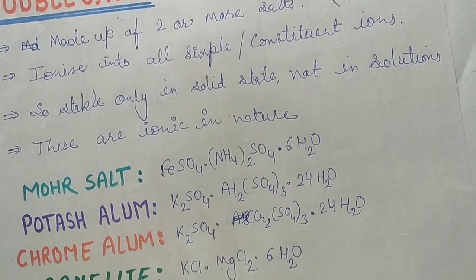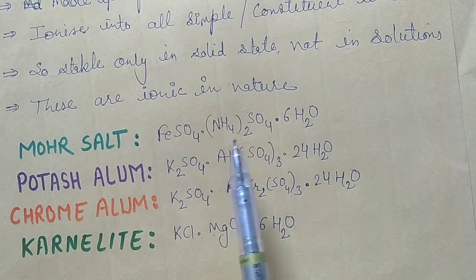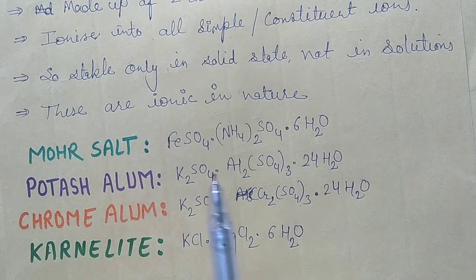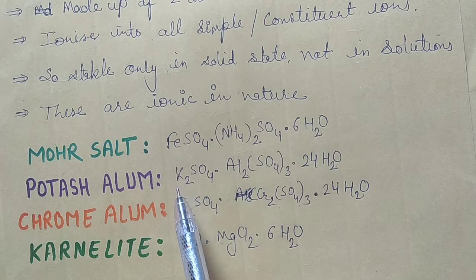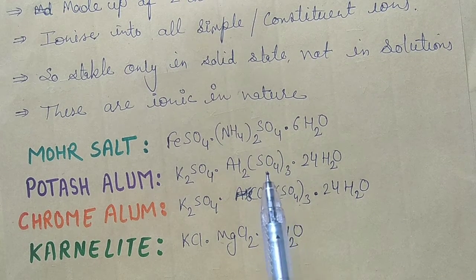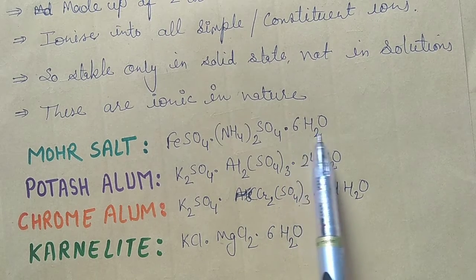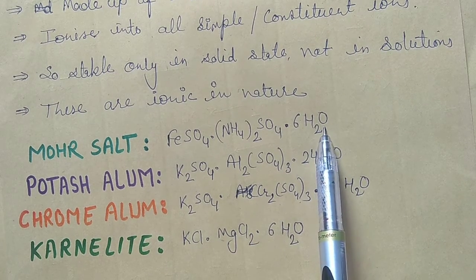First of all, Mohr's salt. The formula of Mohr's salt is FeSO4.(NH4)2SO4.6H2O, meaning when ferrous sulfate and ammonium sulfate are mixed with each other, they form a double salt. Okay, in a double salt, crystalline water is always present in some proportion, just like here it is 6H2O.